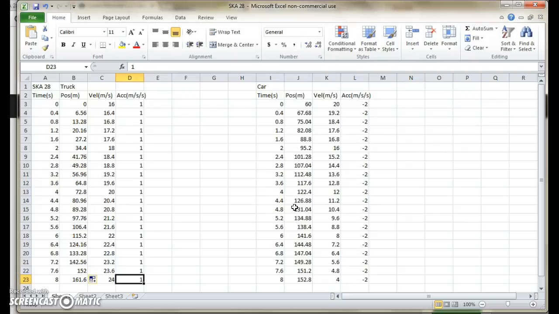And that's my spreadsheet for Spiral Kinematics Activity 28.